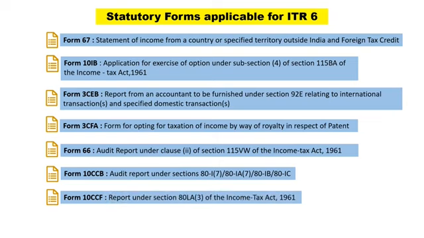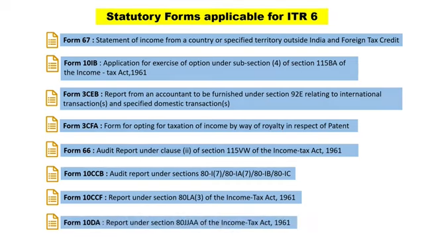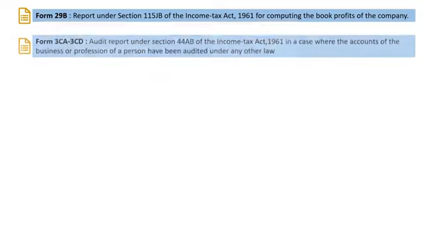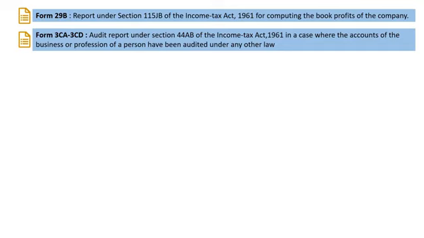Form 10CCF, report under Section 80LA subsection 3 of the Income Tax Act. Form 10DA, which is report under Section 80JJAA of the Income Tax Act. Form 29B, which is report under Section 115JB of the Income Tax Act for computing the book profits of the company. Form 3CA, 3CD, which is audit report under Section 44AB of the Income Tax Act in case where the accounts of the business or profession of a person have been audited under any other law.